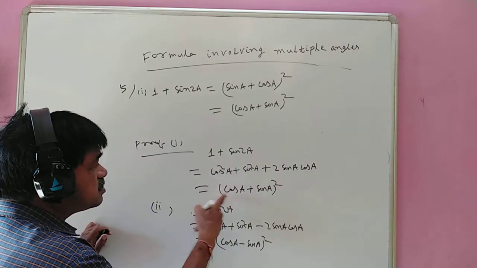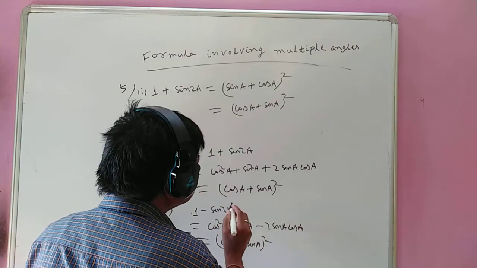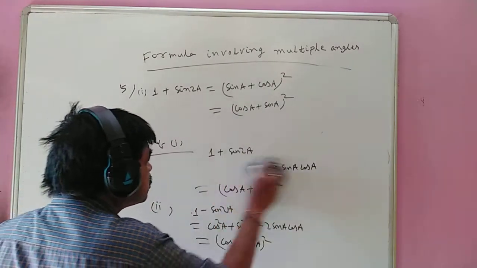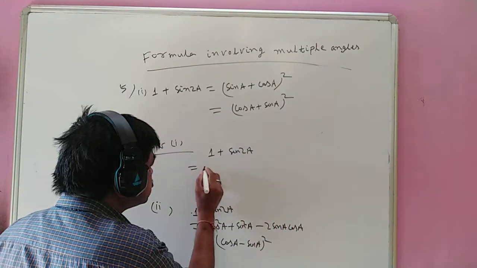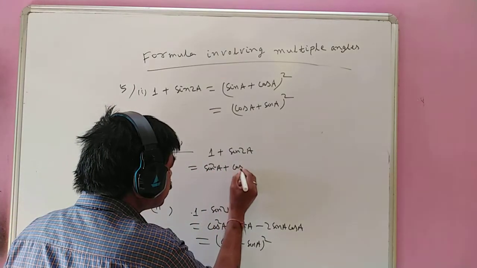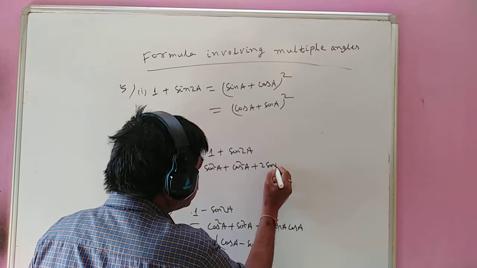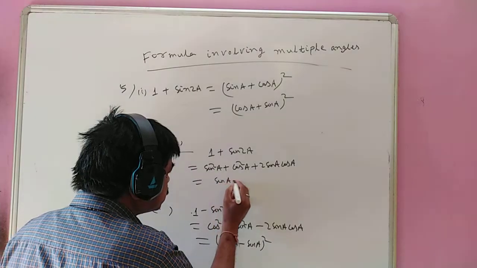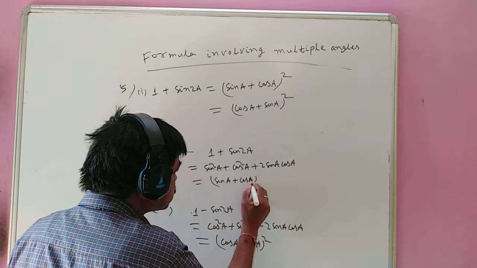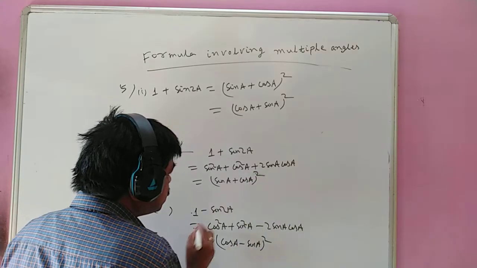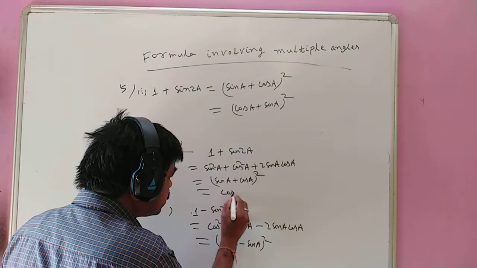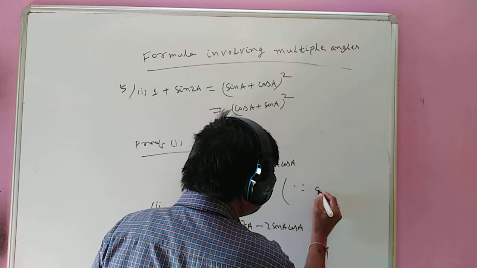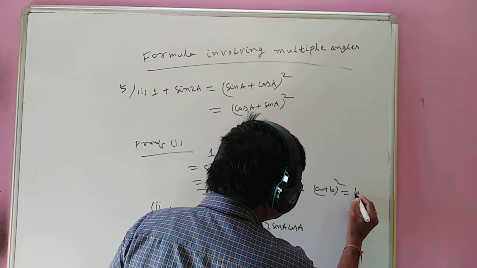Now this is (cos A plus sin A) whole square. You can also write (sin A plus cos A) whole square. For this 1, you will write sin square A plus cos square A, and sin 2A is 2 sin A into cos A. So this is a square plus b square plus 2ab, so it is (a plus b) whole square, meaning (sin A plus cos A) whole square. And you know (a plus b) whole square is equal to (b plus a) whole square, so you can also write (cos A plus sin A) whole square.